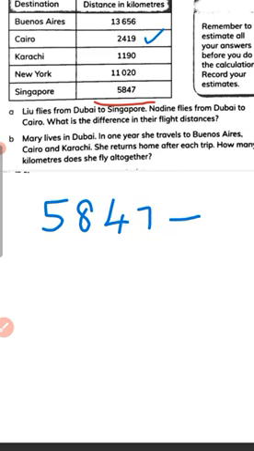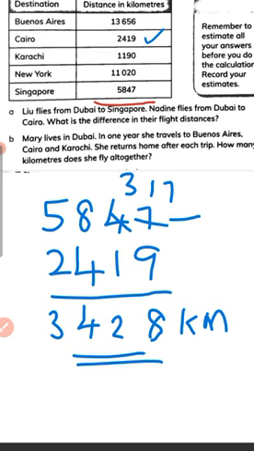Next question is: Mary lives in Dubai. In 1 year, she travels to Buenos Aires, Cairo, and Karachi. She returns home after each trip. How many kilometers does she fly altogether?